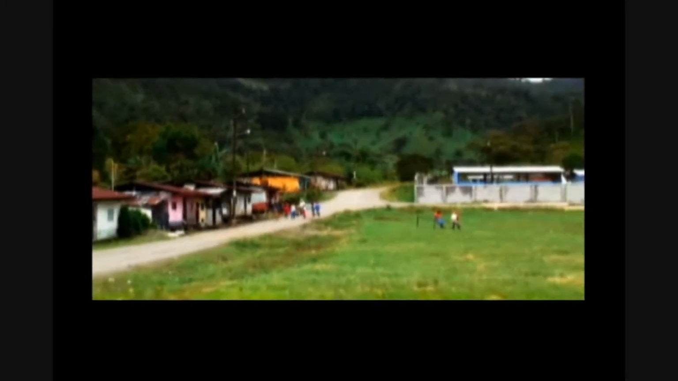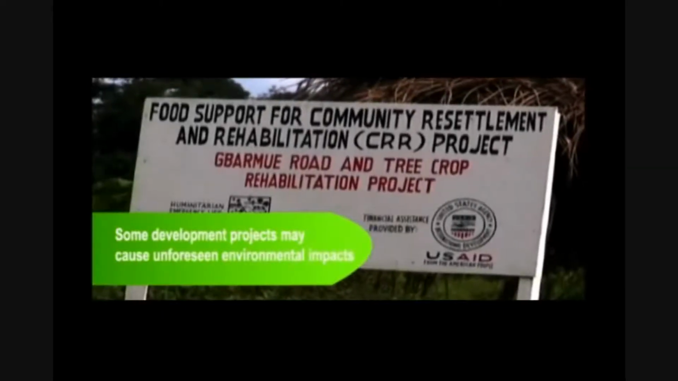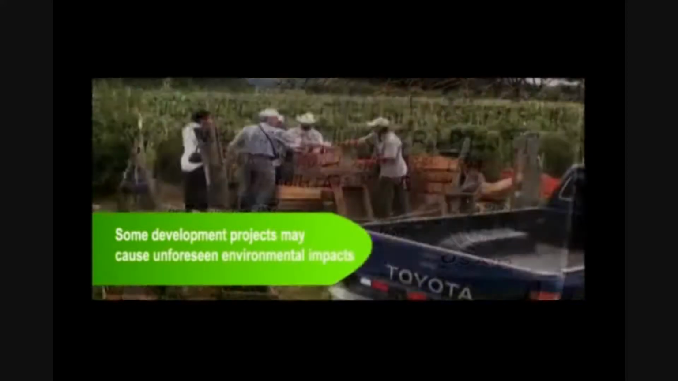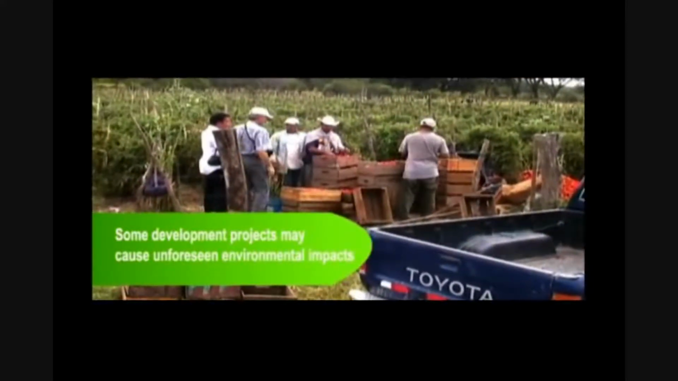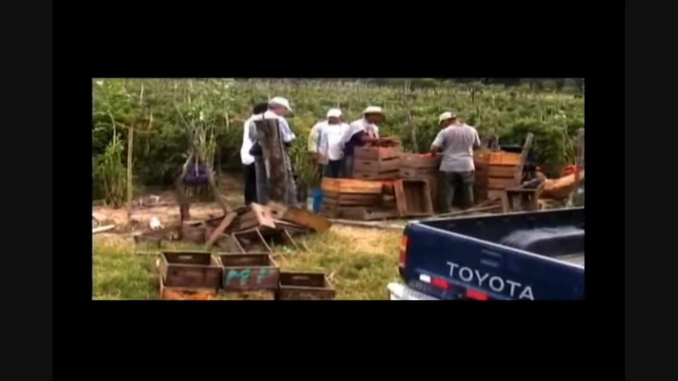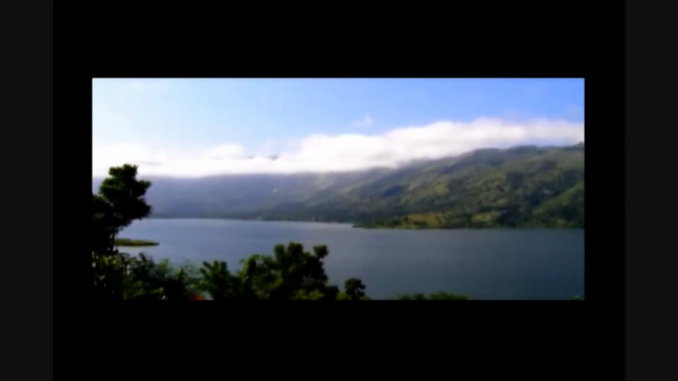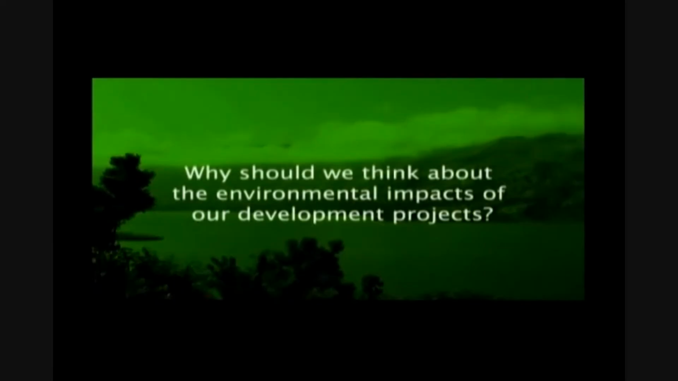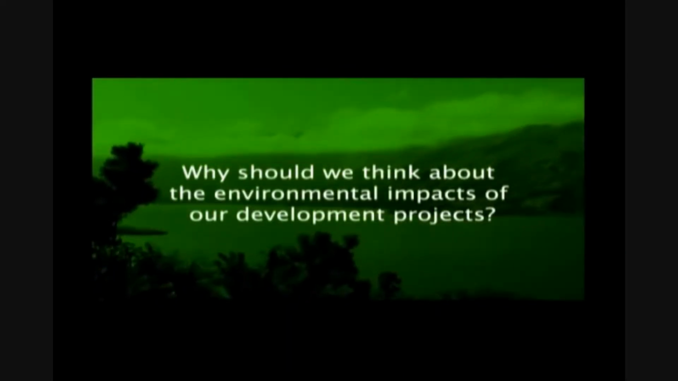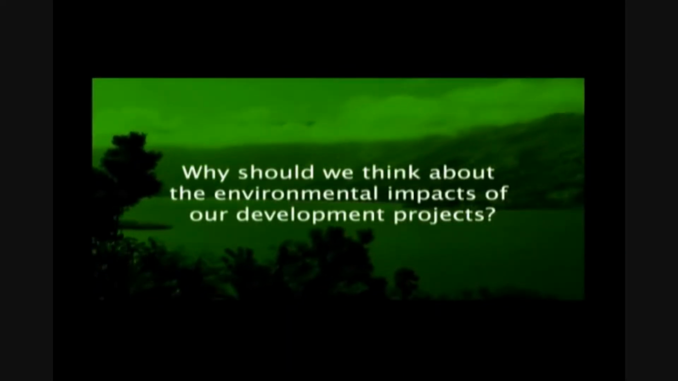Part of why the projects in Gloria and Manuel's community were successful is because they considered the environmental impacts of their activities beforehand and took steps to reduce or avoid them. However, some development projects may cause environmental impacts that are unforeseen or not addressed in project design. But shouldn't we be more worried about helping families like this one than conserving the environment? Why should we think about the environmental impacts of development projects?